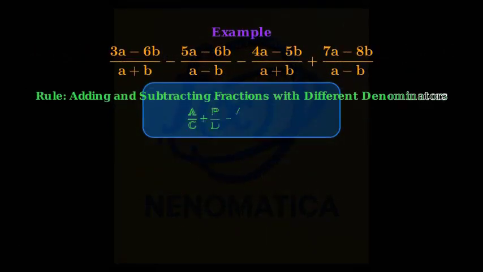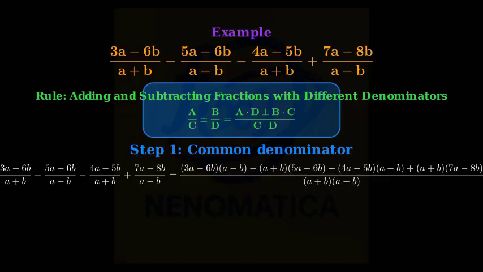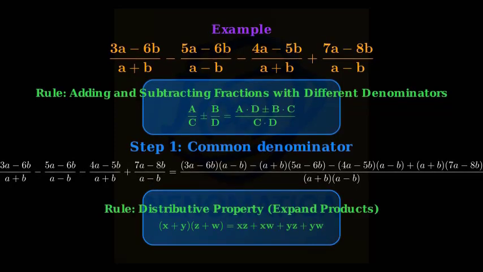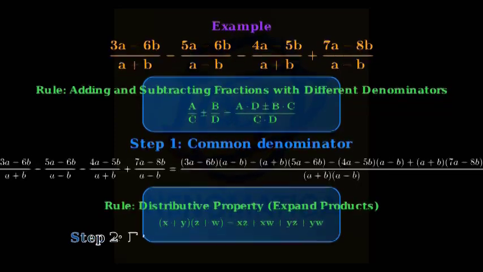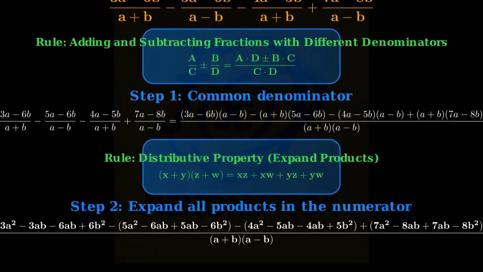Now, step 1. Express the sum and difference using a common denominator, namely (a plus b) times (a minus b). Rule reminder: use the distributive property to expand each product. Step 2. Expand all four products in the numerator carefully. Rule reminder: when subtracting a group, distribute the negative sign to each term inside.